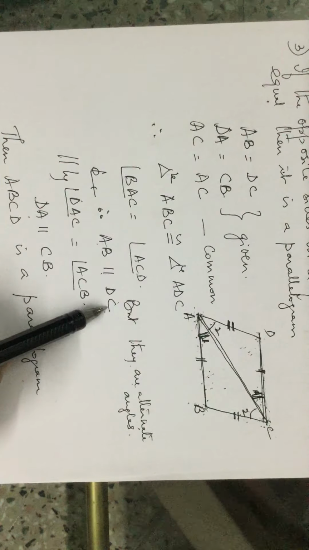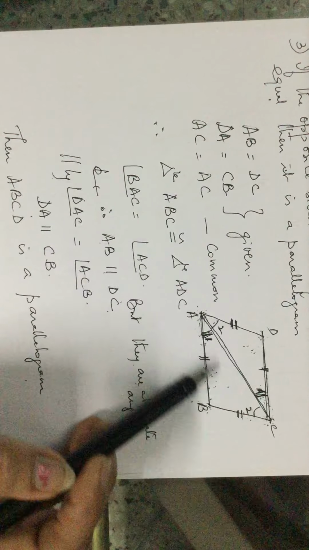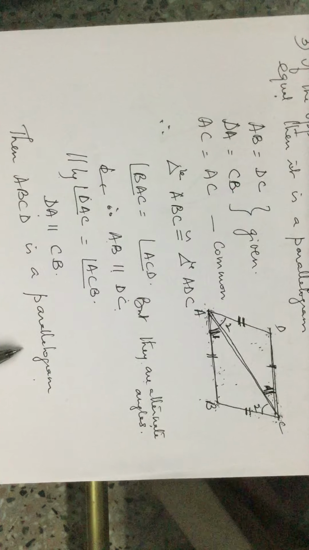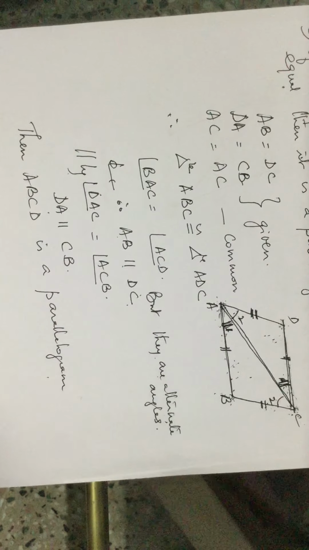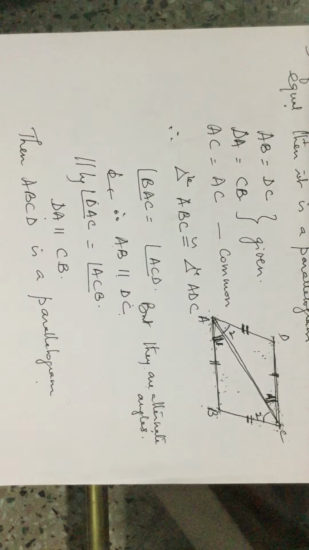I wrote one. Similarly, I wrote that this angle is equal to this angle. Therefore, we know that they are alternate angles. Hence, AD is parallel to BC. So, what did we learn? That this is parallel to this and this is parallel to this. Therefore, ABCD is a parallelogram. We learned that if opposite sides are equal, then that quadrilateral is a parallelogram.